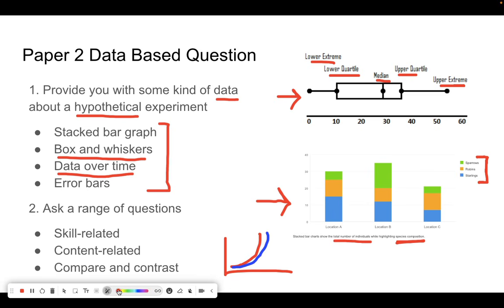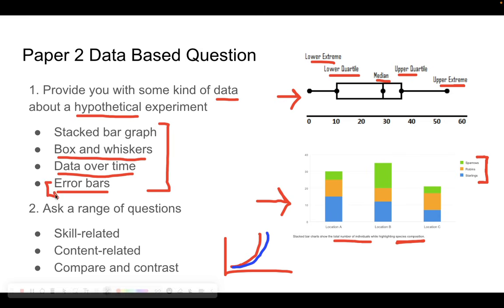And I also definitely see error bars come up on database questions on paper 2, and error bars are always just indicating that there is some variability in the data. So the bigger the error bars, the more variability.